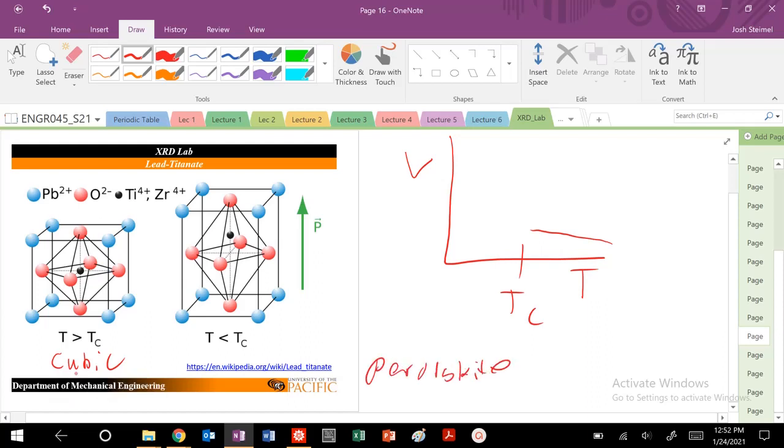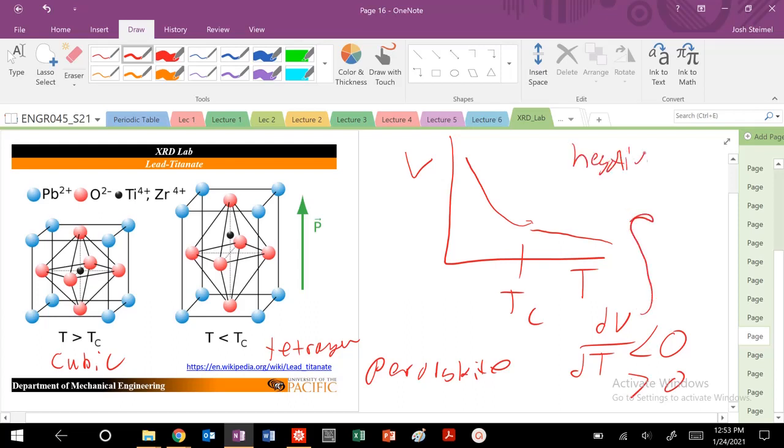So below, when we're at this cubic, well, actually, we'll get into the properties in a second, but when we're below TC, this volume increases, and we are tetragonal. So this is already an interesting material because what we're saying is that the change in volume as we increase temperature, dV/dT, is less than 0. Most materials are greater than 0. So this is a unique material. It is a negative thermal expansion coefficient material. So as you increase temperature, it actually shrinks. Again, you go from this tetragonal to this cubic structure here.